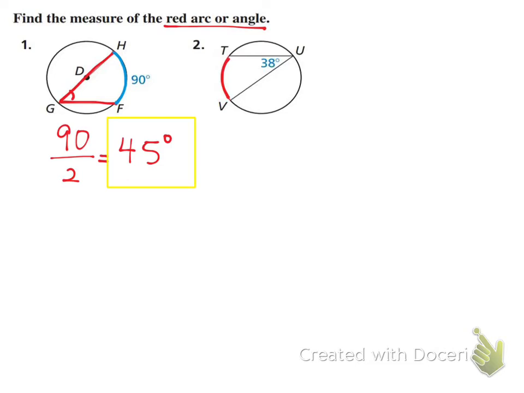Number 2, we are finding an arc. The arc is the intercepted arc for angle U. So what am I going to do to find the measure of my arc? 38 times 2. Perfect. We're going to double, which makes 76. 76 degrees. Good. Go ahead and flip back to page 1 for a second so that we can do the third question.